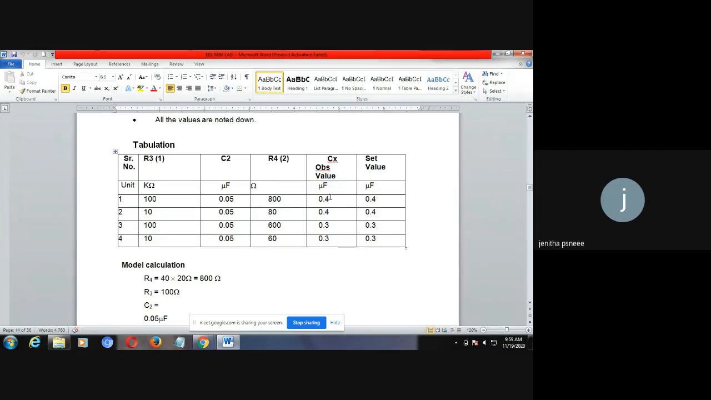This one I am doing in manual calculation. So this is a set value. What is a set value? Set value means you have to set this value to the circuit also. So the 0.4 is the balancing condition of the bridge.